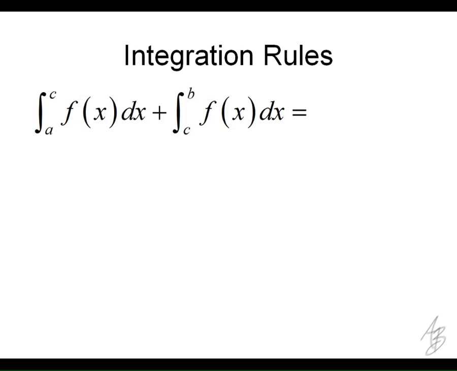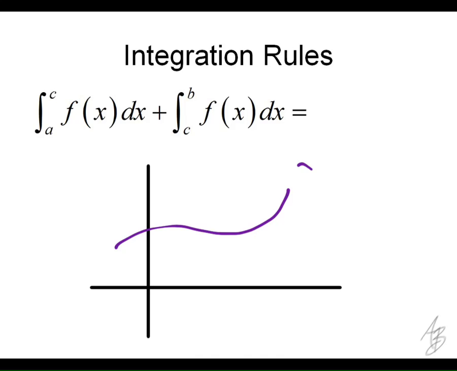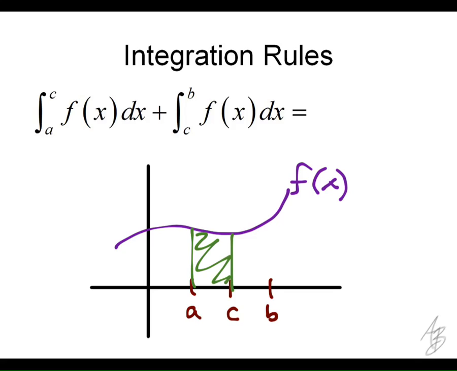Okay. This one here, we have a sum of integrals. And so we're going to integrate the function f of x, and we're going to do it twice. We're going to integrate from a to c, and then we're going to integrate from c to b, and those two added together is going to equal what? The integral from a to b of f of x.